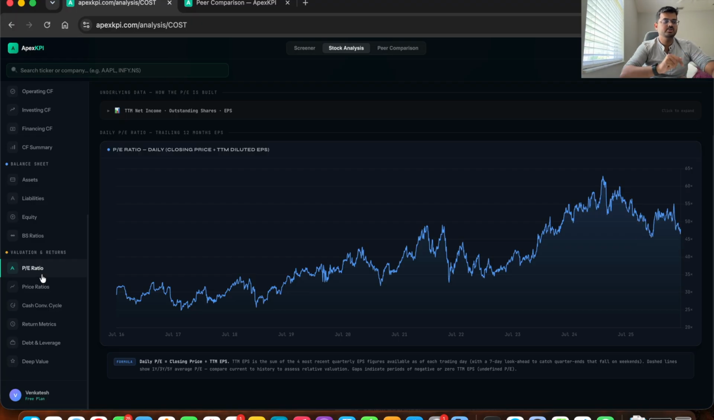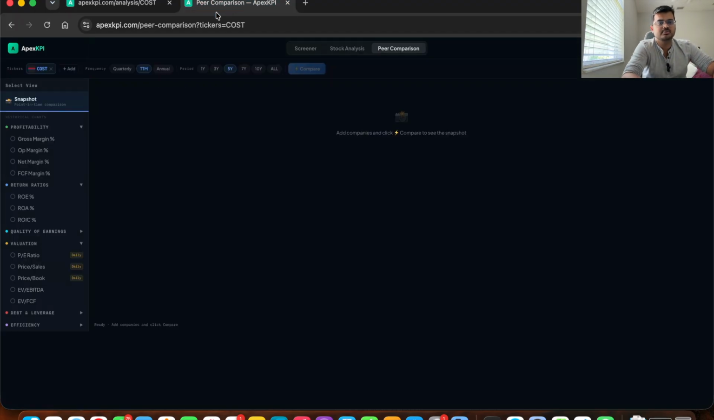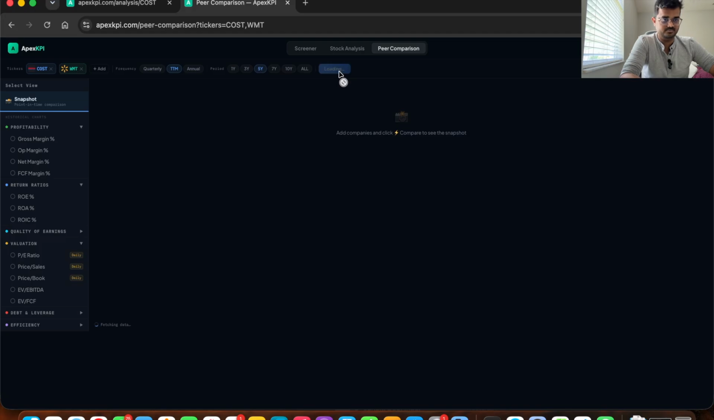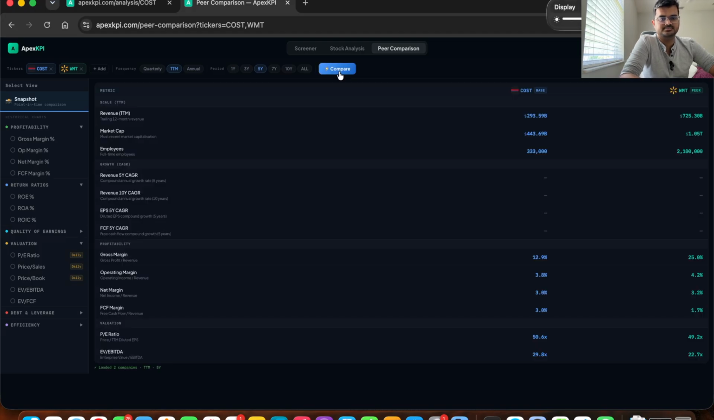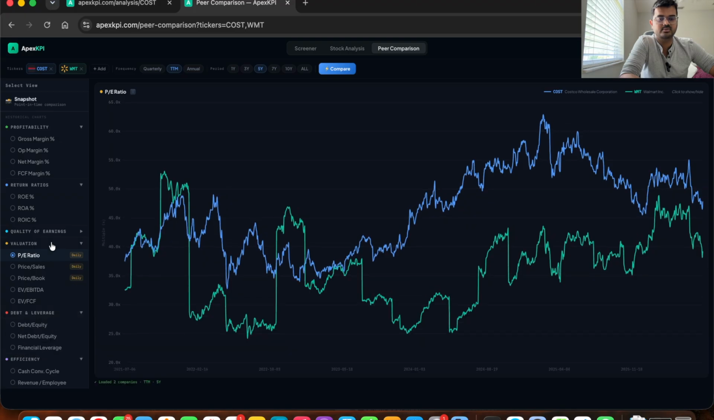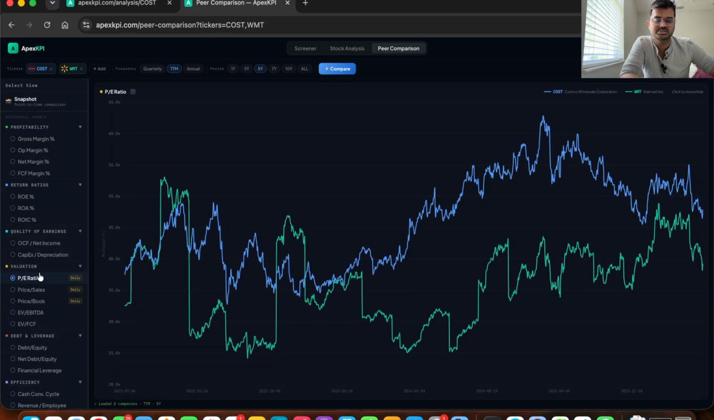While talking about the P/E ratio, I also try to compare the business with its competitors. We know Costco's close competitor is Walmart. For that, I opened a new tab and went to the peer comparison module. In this, I'm going to compare Walmart and Costco and see how the P/E ratio looks. Here we have multiple modules. If you want, you can play through them, but now I'm just looking at the P/E ratio section.